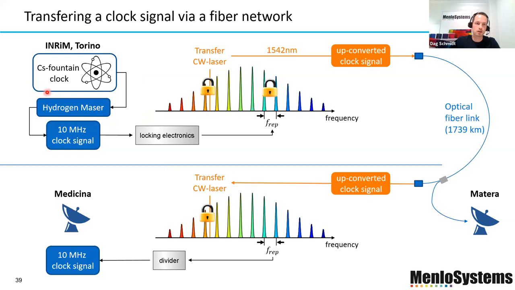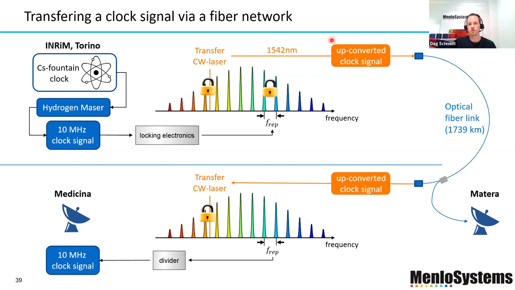The hydrogen maser then gives you an output, for example, at 10 megahertz. This 10 megahertz clock signal is now the reference signal for the locking electronics, which defines the repetition rate of a frequency comb. So the comb itself is now phase locked to this 10 megahertz clock signal. Then you need a transfer continuous wave laser, usually in the C band, and you lock this to the comb. And then you have an upconverted clock signal.